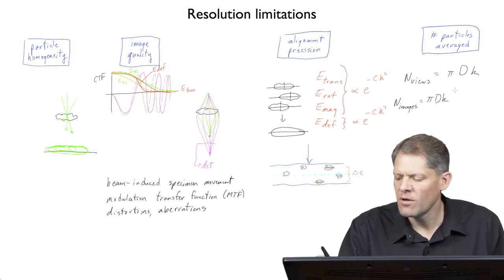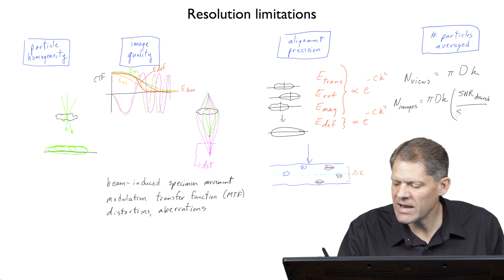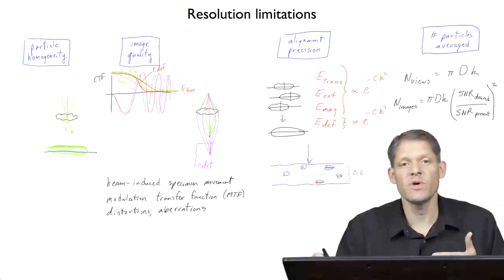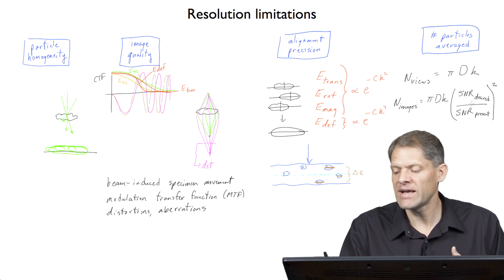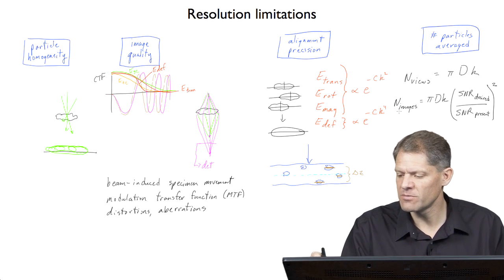number of views, but then we can add another term, the signal-to-noise ratio desired at that spatial frequency k divided by the signal-to-noise ratio present in an image, and this term is squared because in order to increase the signal-to-noise ratio in an average by a factor of 2, say, one has to average 4 times as many images together. So this term is squared.